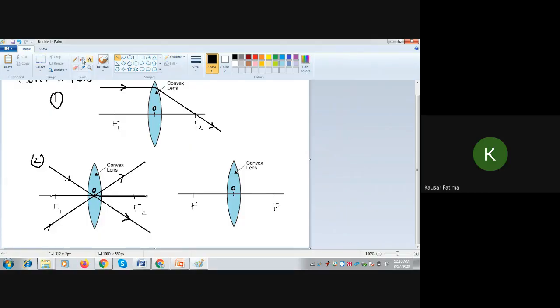Okay. Now third ray, the ray which comes towards the lens through F on one side will become parallel to the principal axis on the other side. What does that mean? It is coming towards the lens through this F. So what will happen to this ray? It will become parallel to the principal axis. This is the principal axis, and the ray is becoming parallel.